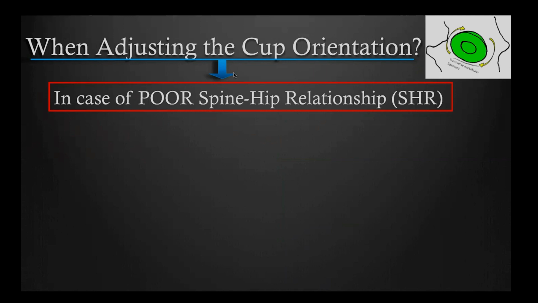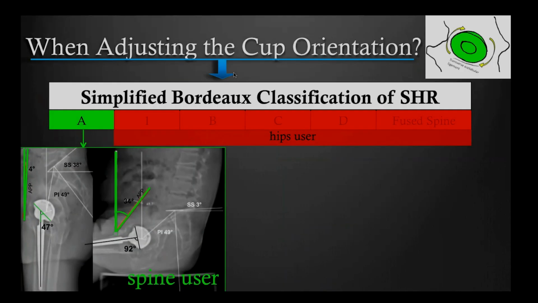So, when adjusting the cup orientation, it is very important. You have to do this when you have a poor spine-hip relationship, in other words, when you have poor lumbopelvic kinematics. A couple of years ago, we developed a new classification for the spine-hip relationship with 6 groups. In group A, which is a normal spine-hip relationship, the patient has a sagittal spinal balance. The patient is balanced, and he's also got a flexible lumbar spine.